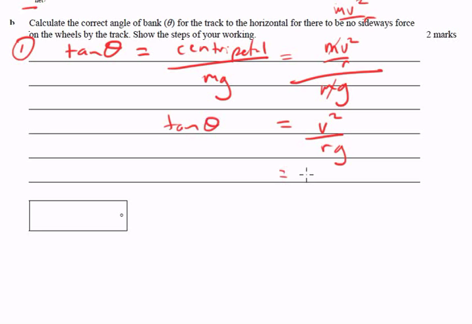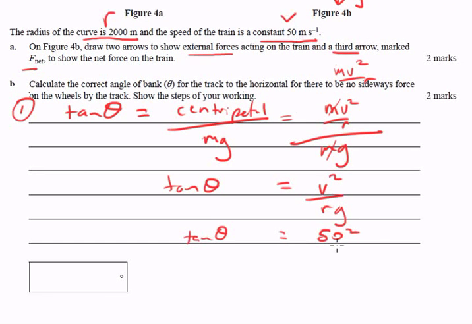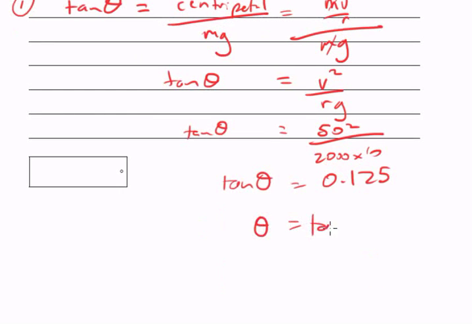So in this case, tan theta equals 50 squared, which was the speed I think, yeah 50, over 2000 times 10. If you put that in your calculator, that equals 0.125, then you find theta equals tan negative 1 of 0.125, which gives 7.1 degrees.